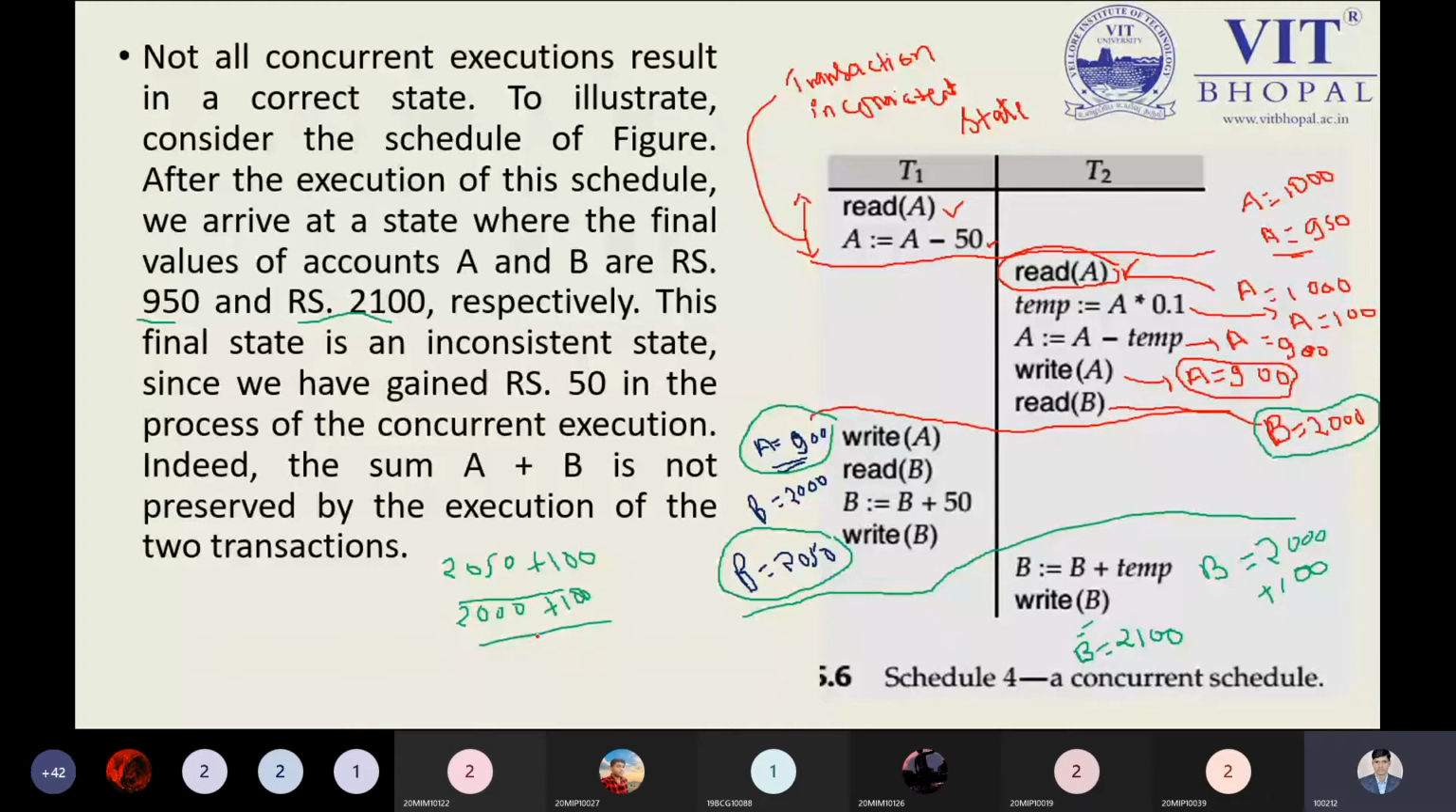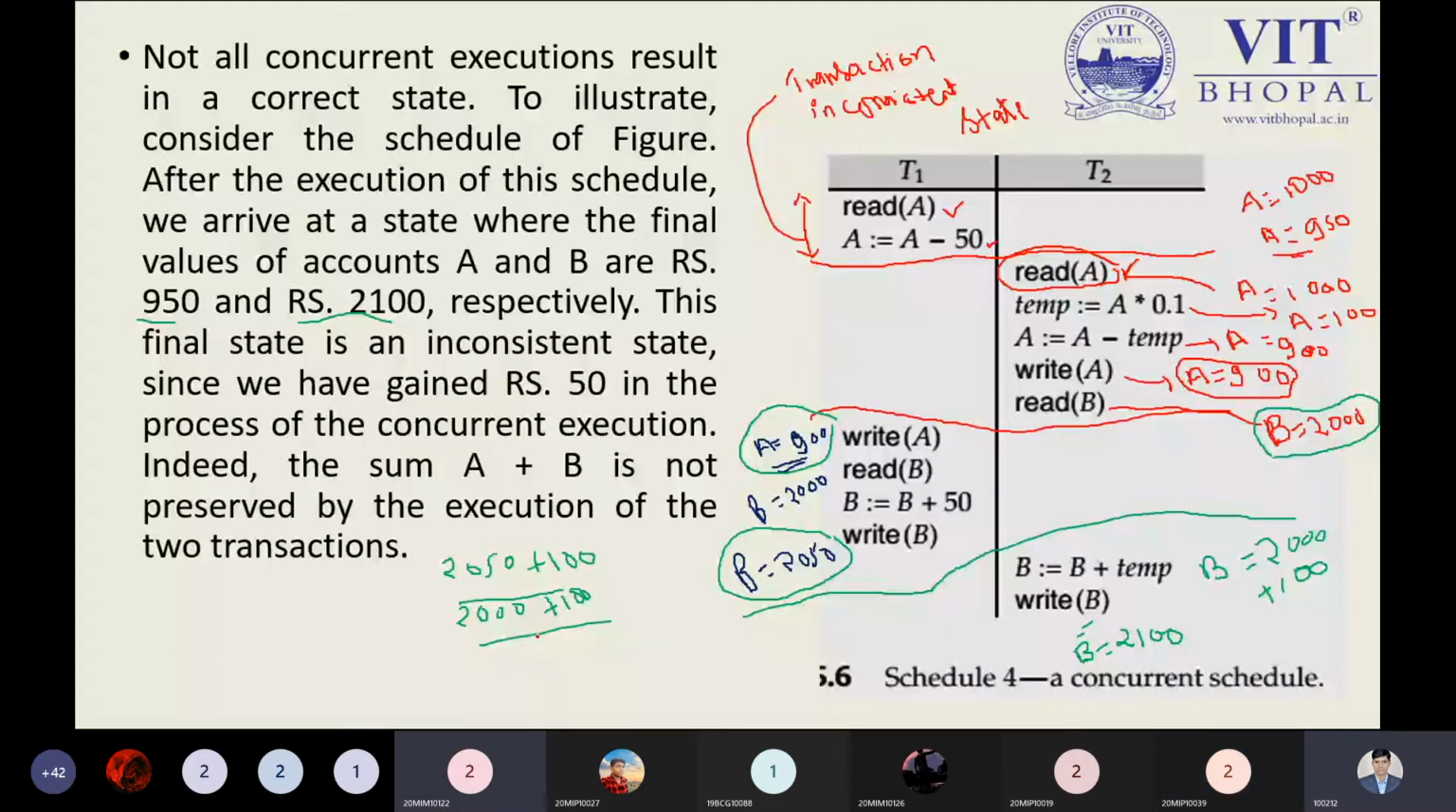Now when you move to B equal to B plus 10, what will it do? Can anyone tell me right now what it will do? I have already mentioned over here. It will add 100 rupees. To 2000 rupees or 2050 rupees? It should be added to the 2000, sir, not the 2050.